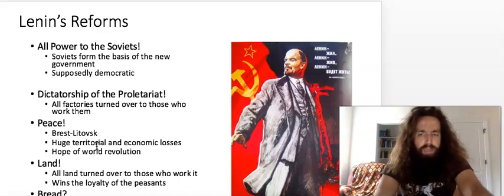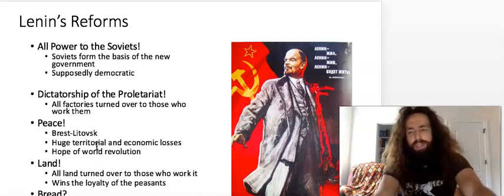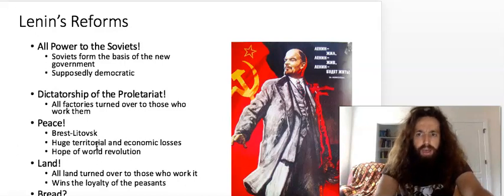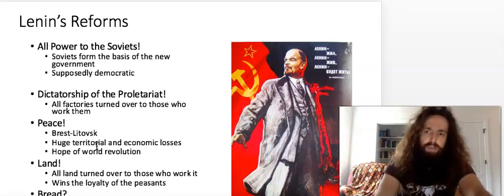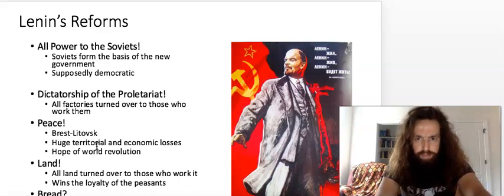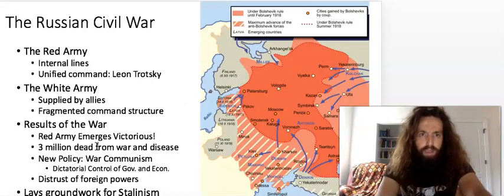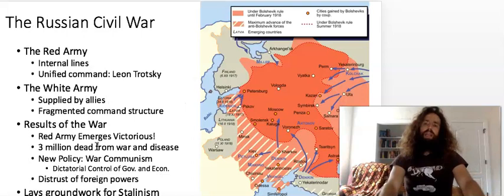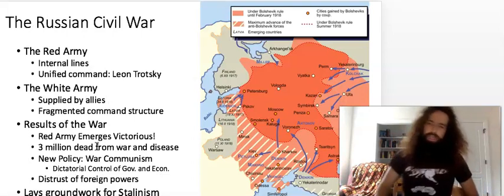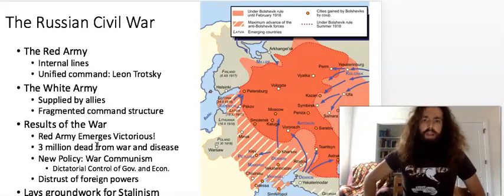Now, his last thing that he promised, bread. Well, there's still not a lot of bread to go around. But hopefully, Lenin thinks, with peace, eventually there will be plenty of food to go around, and the price of bread should go down soon enough. Unfortunately for Lenin and for world history, that's not what happens.